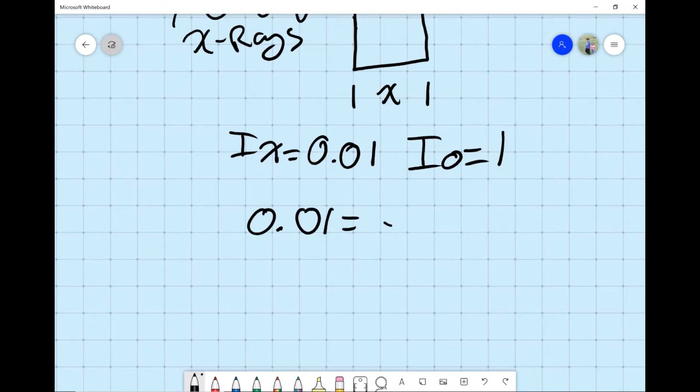And so that's 1, so we can just say e to the negative mu over rho times density times x. So we're going to have to solve for x. So we have an exponent. We know we need a natural log for that.